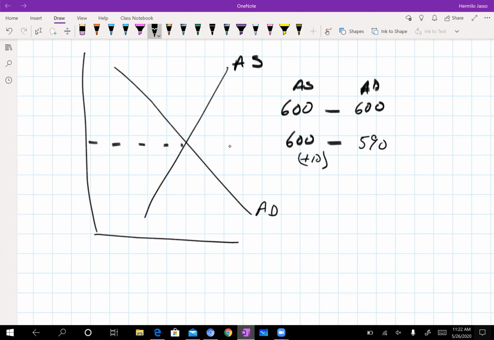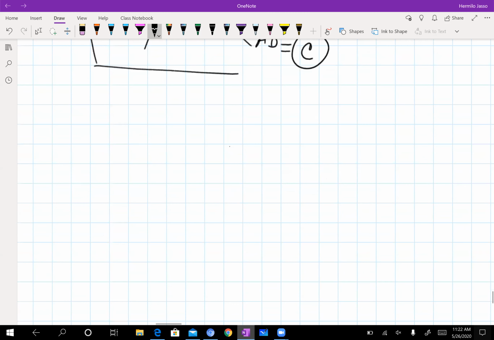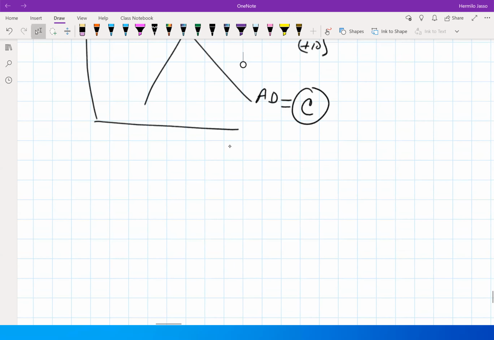Okay, so let's talk about consumption. Let's break the components of aggregate demand. Let's begin with number one, consumption. Now, as you already know, we go out and work and we get paid.